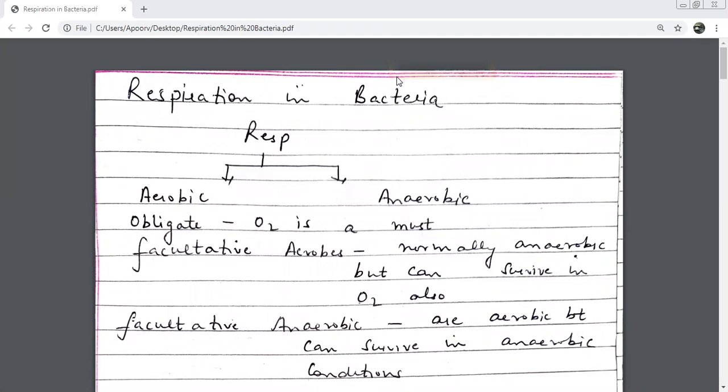Now we're going to talk about respiration in bacteria. Beta, when we started this chapter, we said we still follow which classification, six kingdoms or five kingdoms? Five kingdoms. Give me the names: Monera, Protista, Fungi, Plantae, Animalia.